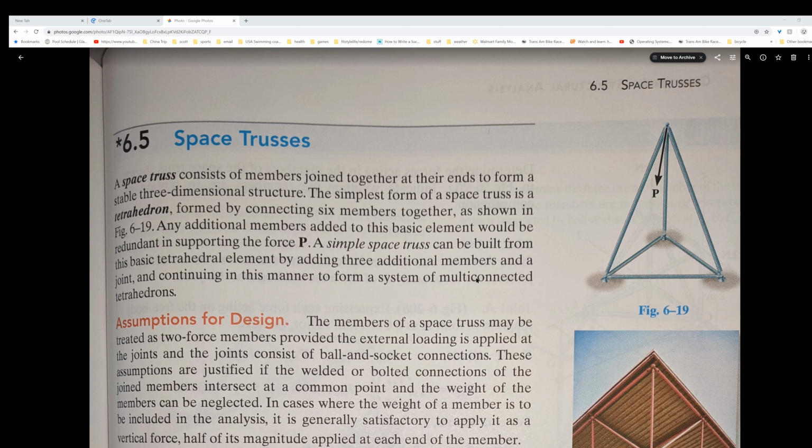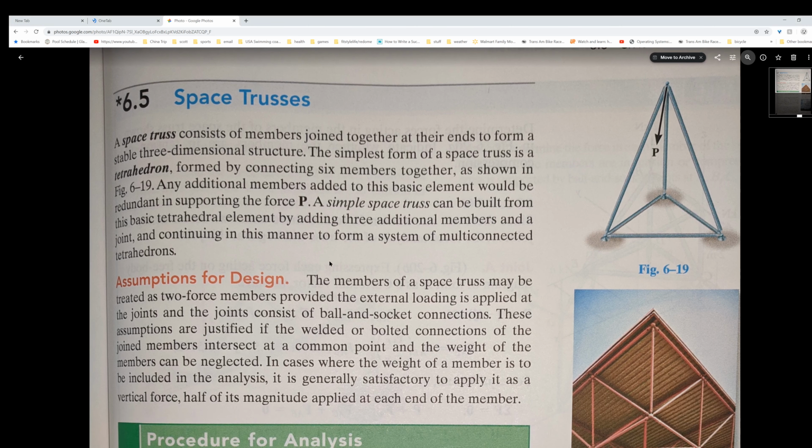And as we're looking at it, the tetrahedron is the simplest form of this. It's formed by six members being interconnected. Now, what we need to do for the design is treat these as two force members, except in three dimensions. So you have a force this way and an equal and opposite force in the other direction, acting at the other ball and socket connection point.